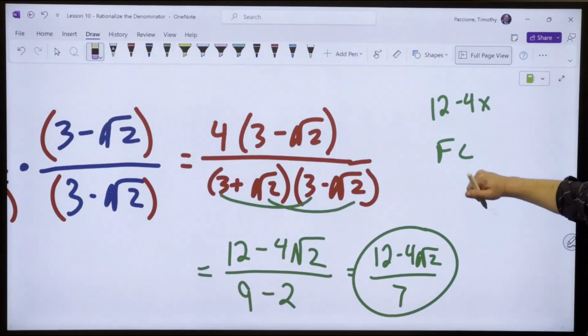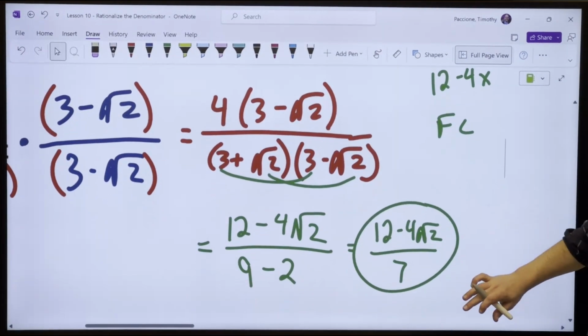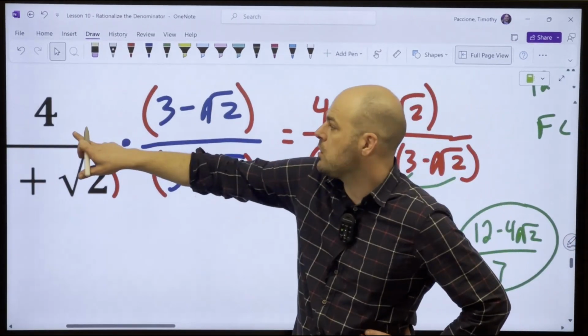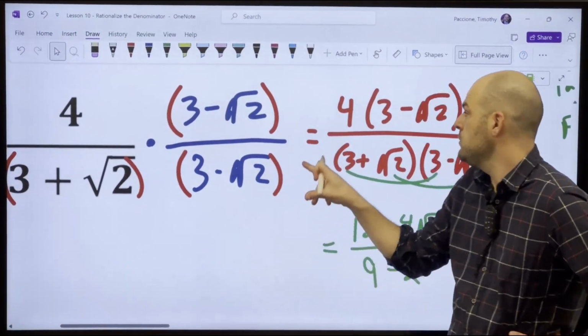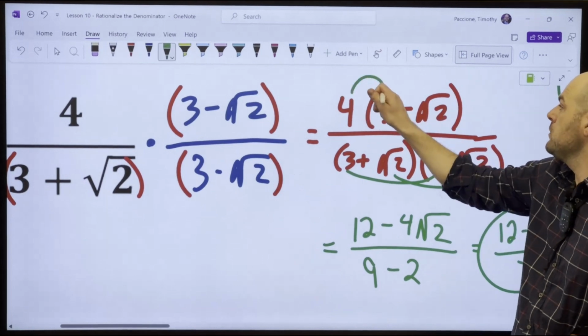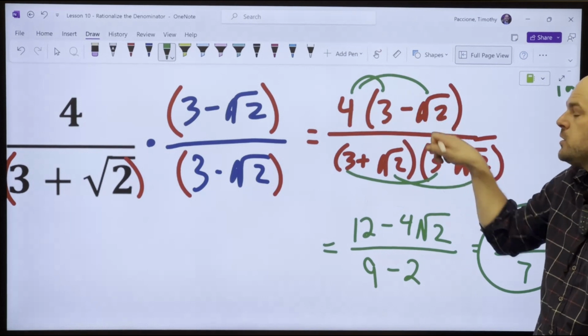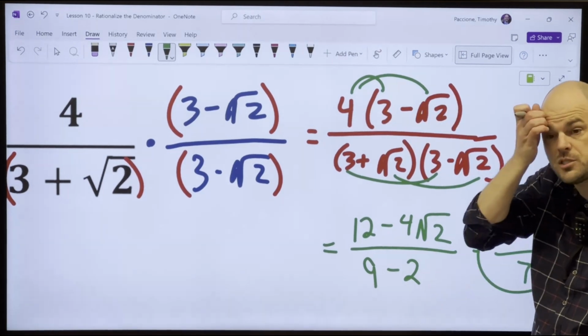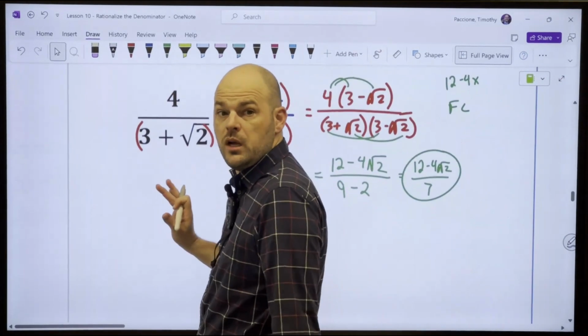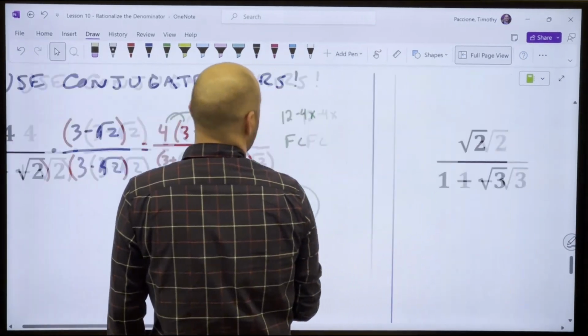How did you get 12 minus 4 square root of 2? Well, we multiplied 4 times 3 minus square root of 2. So we distributed that 4, which gives us 12 minus 4 square root of 2. Okay, just distribute that through. All right, one more, and then you can practice, and then I'll give you your homework.